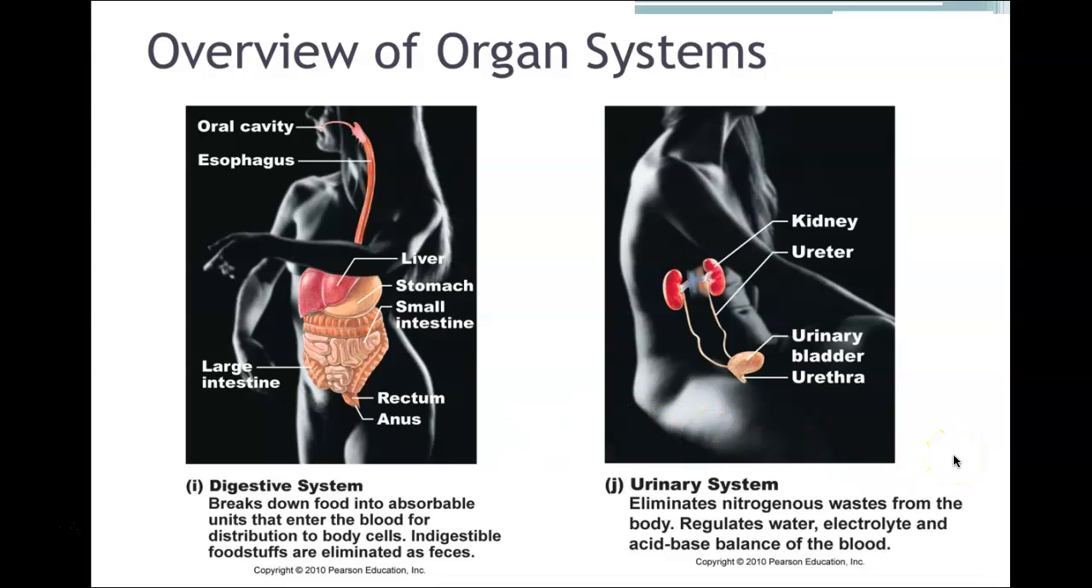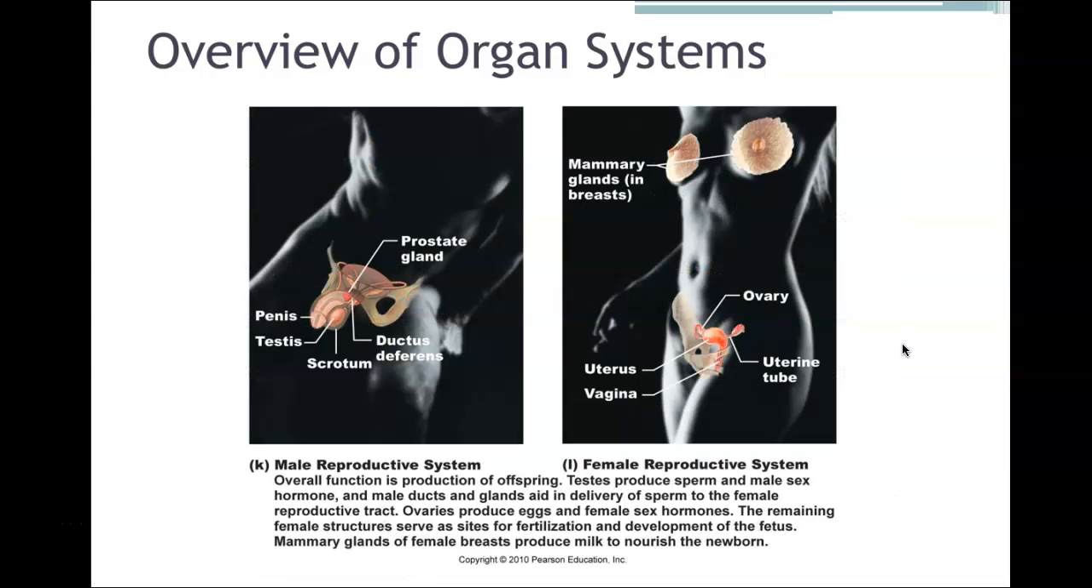Urinary system, also known as the excretory system, it's going to eliminate waste. We are going to talk about the kidney and filtration of blood just very briefly when we discuss transport across the cell membrane and osmosis.